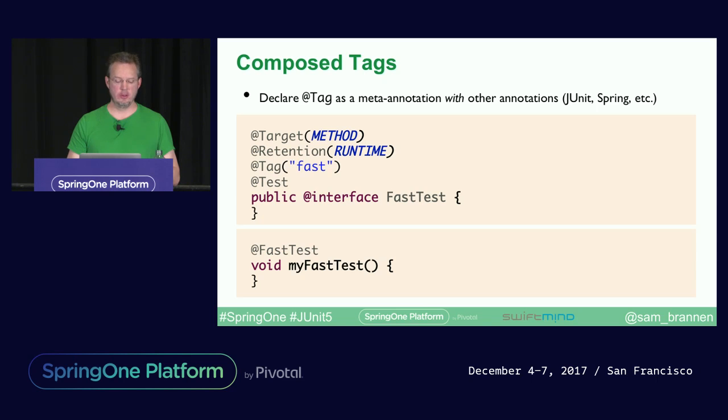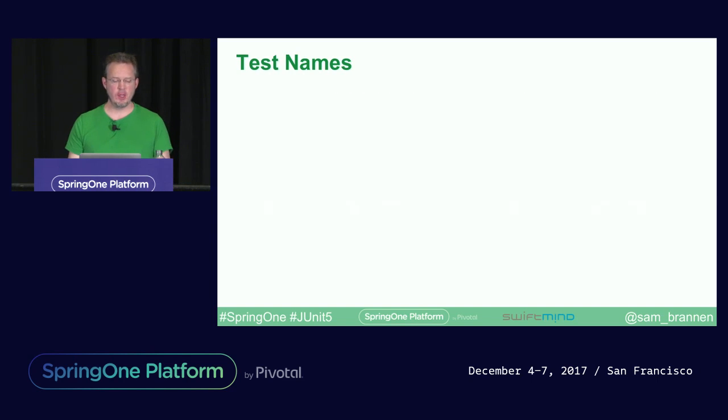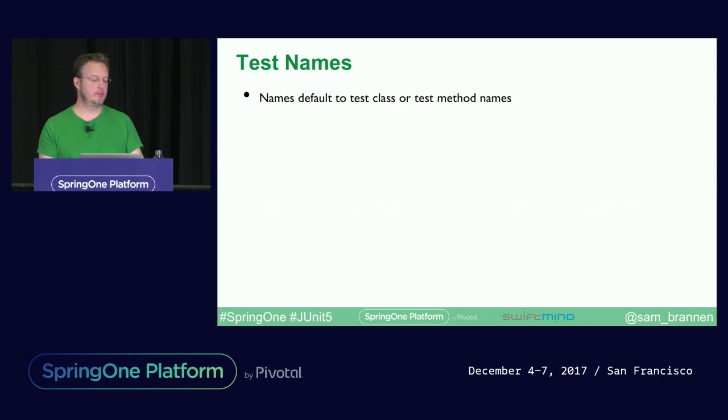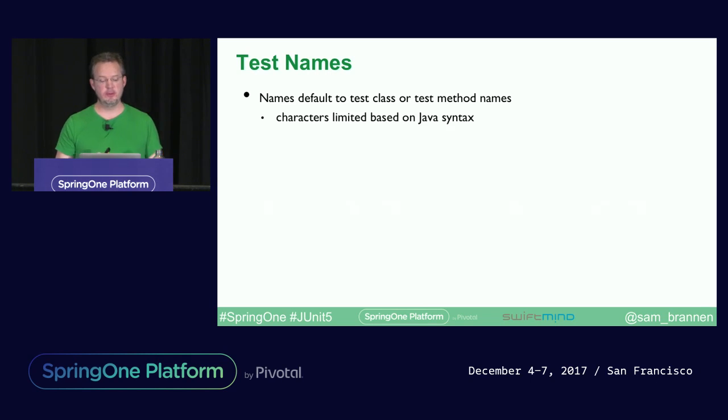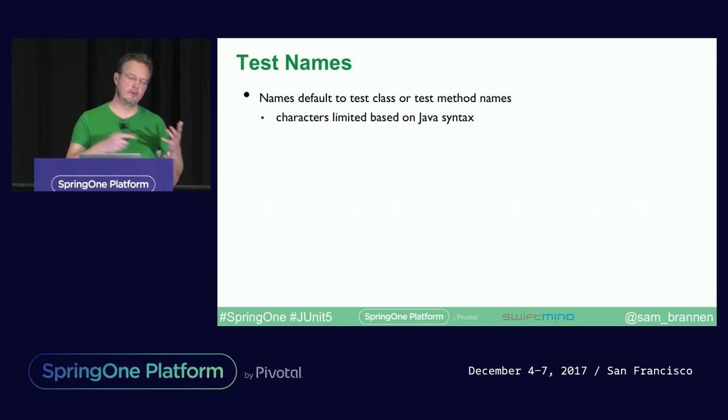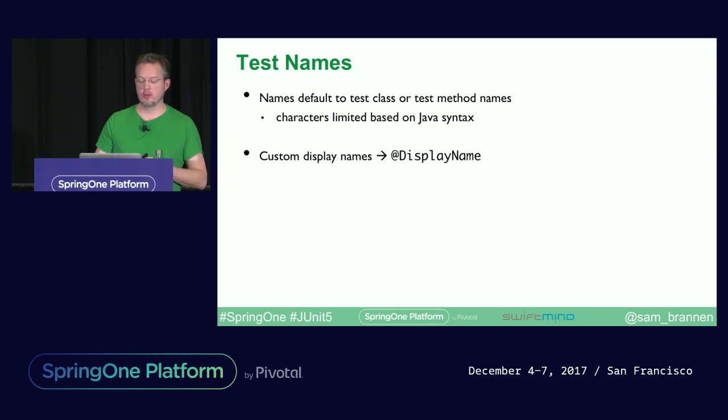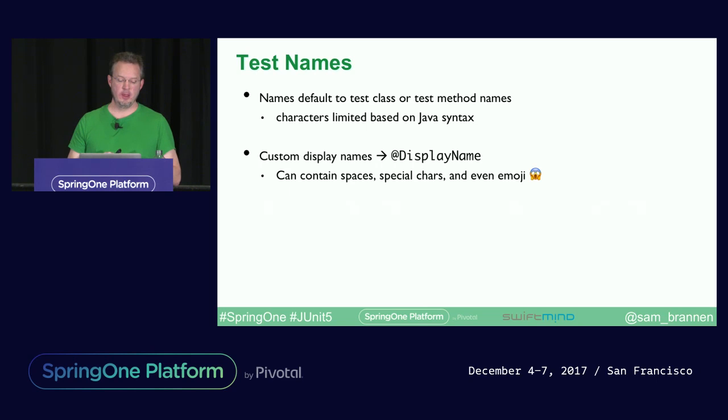So a lot more power there in terms of not repeating your configuration. So test names, right? Names by default will be the technical names of the class or the method. Those characters are going to be limited based on the Java syntax. Of course, different if you're using something like Groovy or Kotlin, but in Java based on the Java syntax. So we have the support for custom display names with @DisplayName, and that can contain spaces, special characters, and even emoji. So we didn't aim to support emoji, it just happens to work.